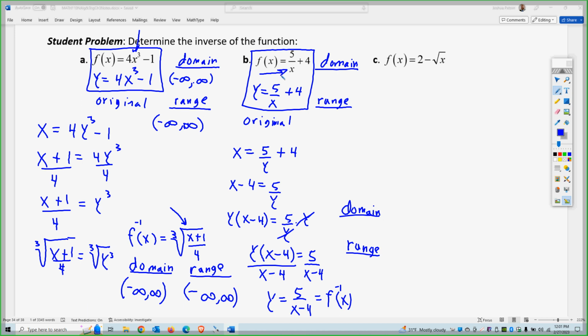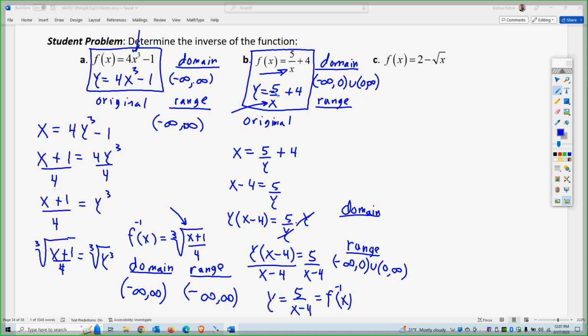I cannot plug in 0 into there, because if I do, I'm dividing by 0. So anything else I can plug in there, positive or negative numbers. So negative infinity to 0, union 0 to infinity is the domain there. So as a result, that is the range here, negative infinity to 0, union 0 to infinity. Okay, so I can think about what is the outcome here. Well, this fraction 5 over x can never be 0. It's always something a little more, a little less than 0, right? So as a result, I'm basically 4 plus or minus some number, right?